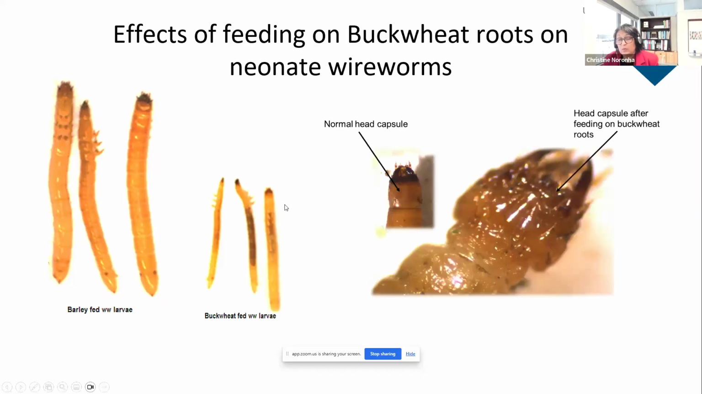And then we did these trials with larger wireworms, and the larger wireworms also showed this, because we found that this is the head capsule of a normal wireworm, and this is the head capsule of a wireworm that was feeding on buckwheat roots. So it's doing something to the physiology of these insects, and they eventually die, because we found the same increase in mortality with the larger wireworms when we tested them.